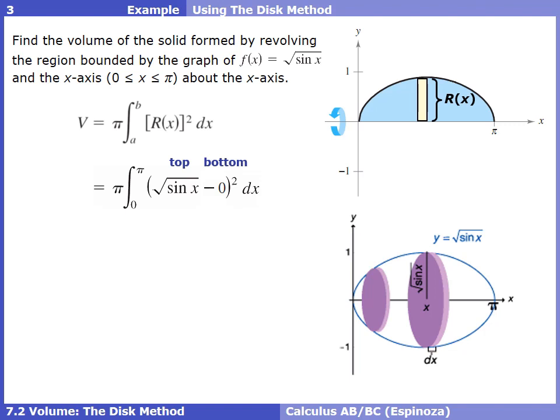So I hope when you're looking at this, you're seeing what we did back in 7.1 when we were trying to find area in terms of setting up these representative rectangles. If you want to find the height of a representative rectangle in a vertical orientation, we just take the top of whatever it's touching minus the bottom of whatever it's touching, and that's the height of that rectangle, which again corresponds to the radius of these disks.